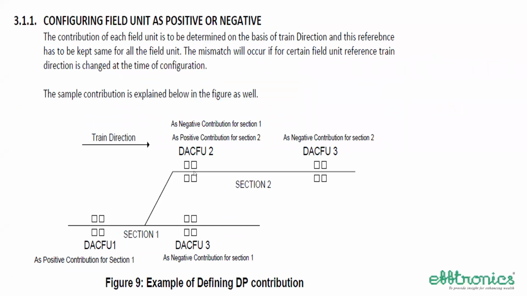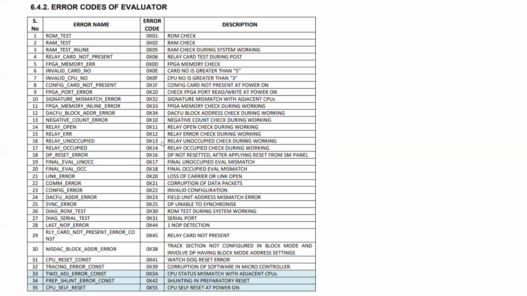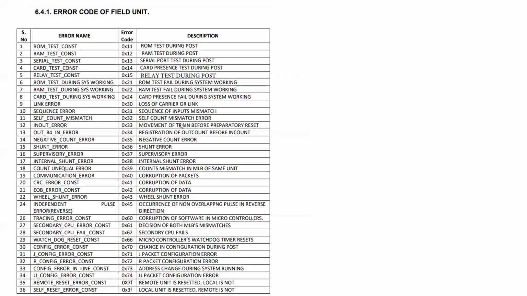So direction configuration has to be done, configuring. And these are the error codes. Different types of error codes are there. Yeah, like this. Both, this is for the central location and one is for the field unit. So that is the end of the model.